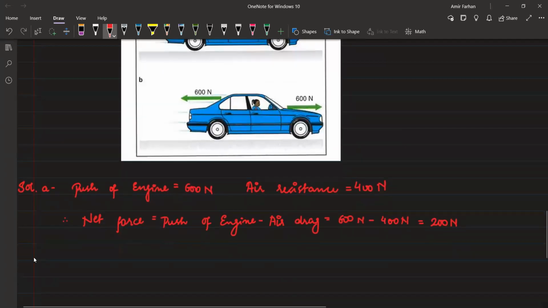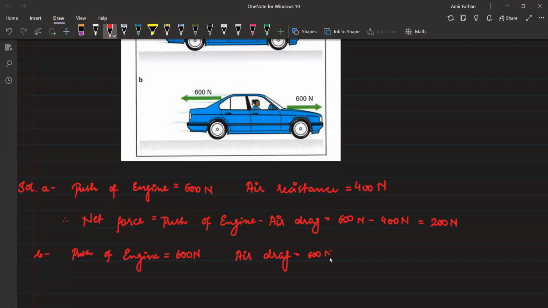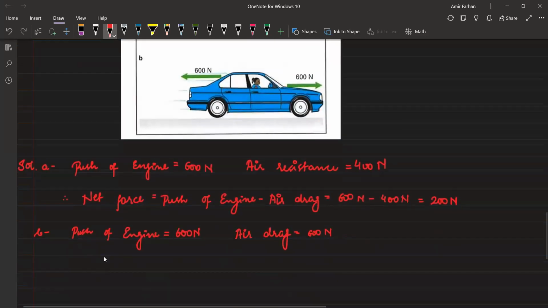Yeah. Okay, now let's talk about part B, Ayan. Part B is saying that there is 600 Newton in the forward direction and 600 Newton in the backward direction. And air resistance is also 600. Now, what will happen? Net force will be 600 minus 600, which is equal to 0 Newton. So it means that there is no force acting on the car.